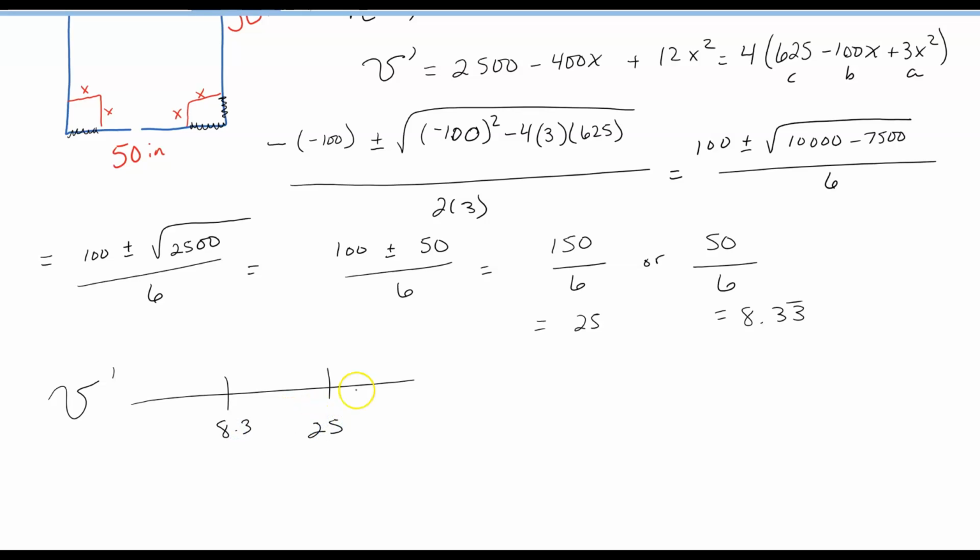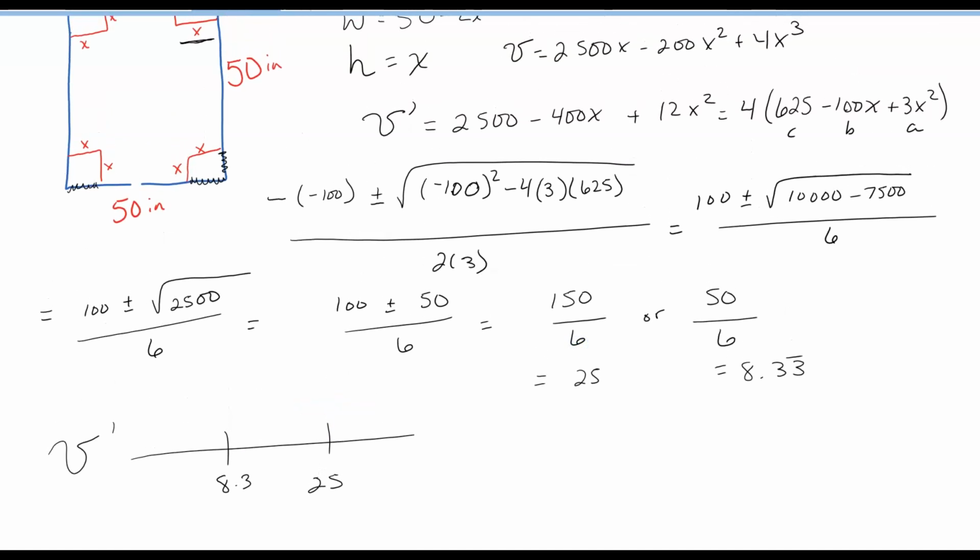and 25. And what we're going to do is plug numbers into our V prime formula, which is right here. I'm going to plug in numbers in here. But I've already taken the guesswork out of that for you. You can pick numbers before 8.3, in between, and after 25. But this is what ends up happening. You end up having positives here, negatives here, positives here.